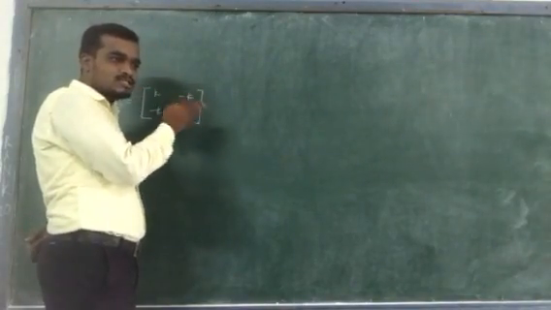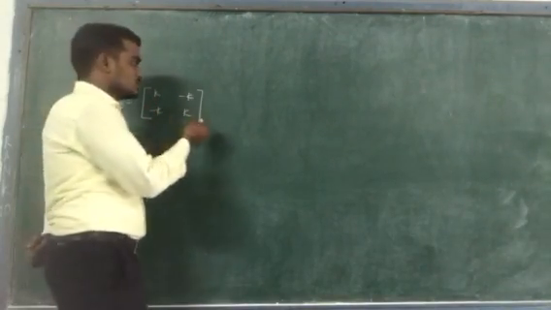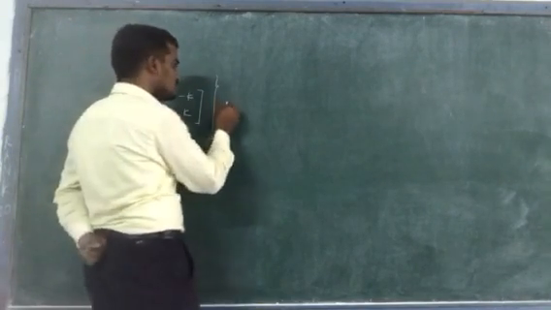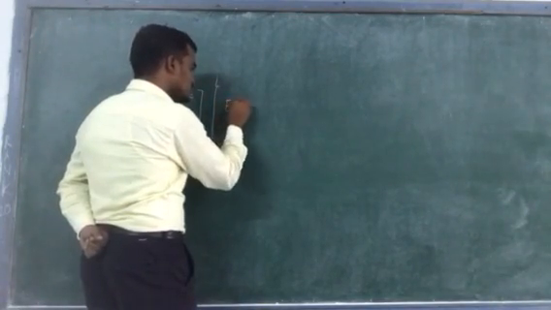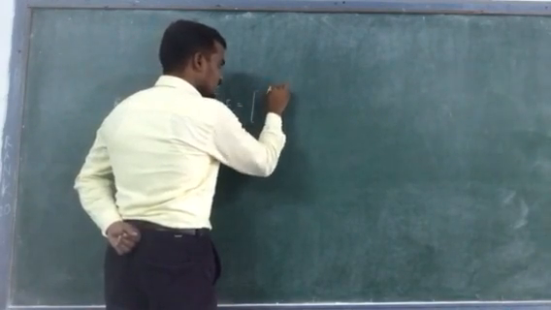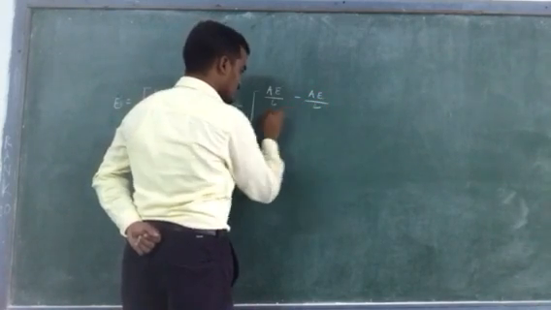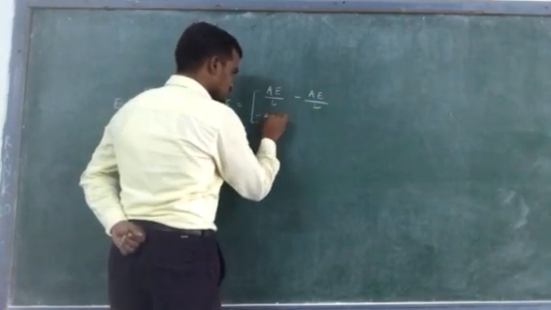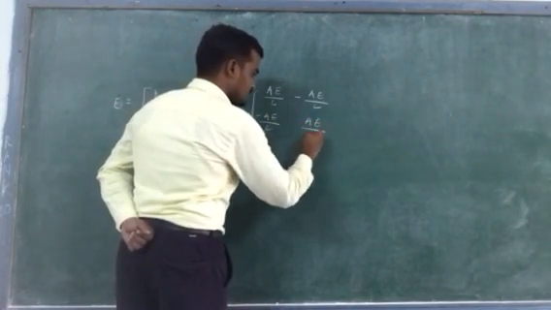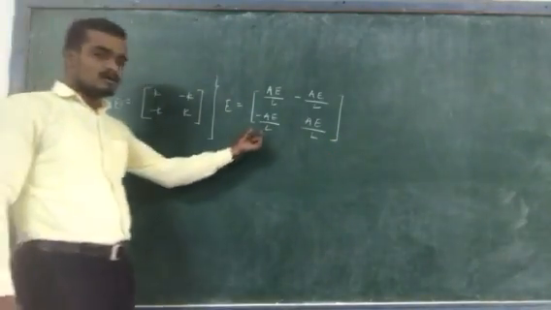Actually, we derived this elemental stiffness matrix in our previous lectures. The elemental stiffness matrix for the bar element is given as k equals, in brackets, AE by L, minus AE by L, minus AE by L and finally plus AE by L. So this is your elemental stiffness matrix for the bar element.